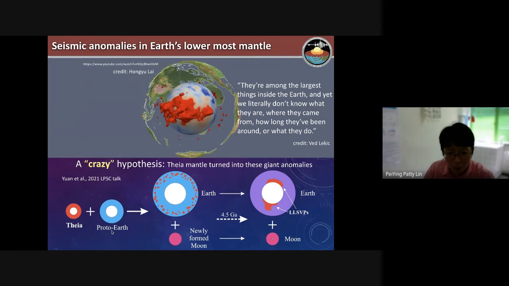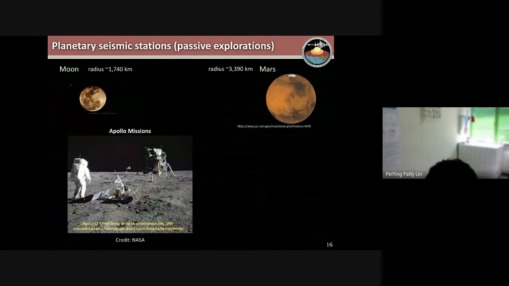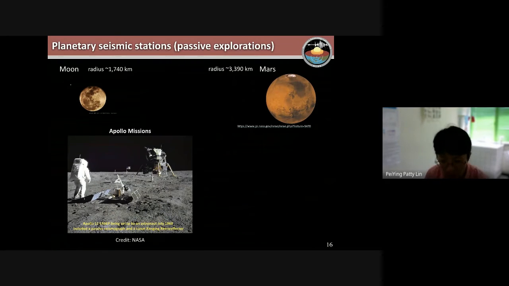Okay, finally, I talk about the Moon. As I mentioned before, seismology is a powerful tool to explore planetary interiors.